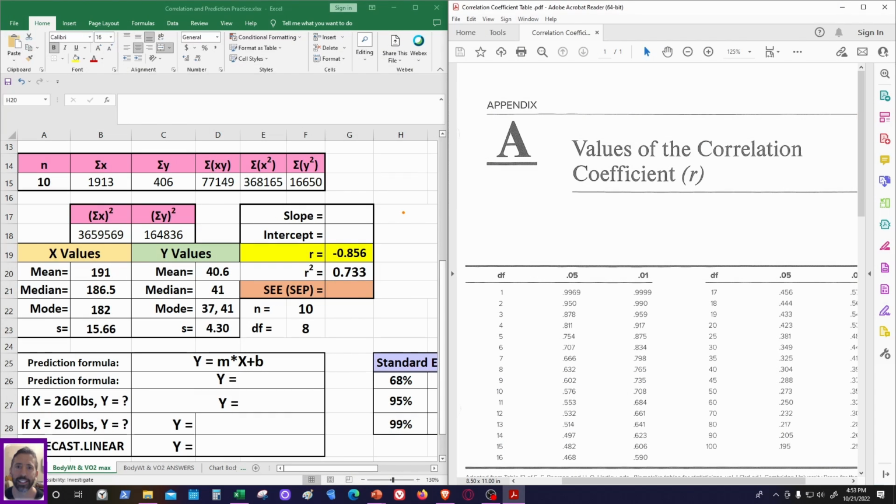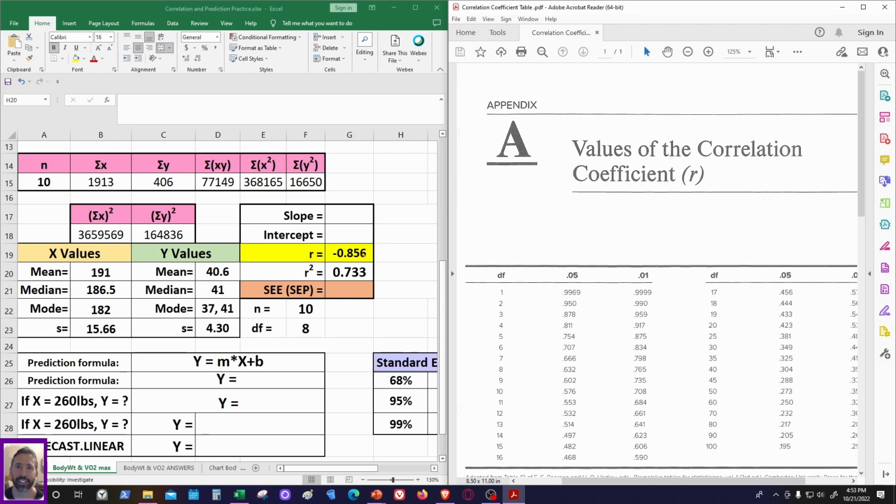So here we are back with our problem, and over on the right you can see our values for the correlation coefficient. So you can see our columns. Our first column here, this is our degrees of freedom. We already calculated our degrees of freedom. And then over here we're going to be looking at our alpha levels. Again, we're going to be looking at 0.05 and 0.01.